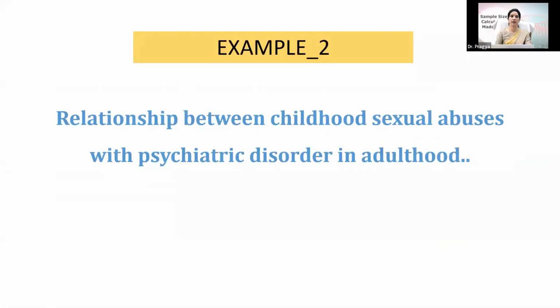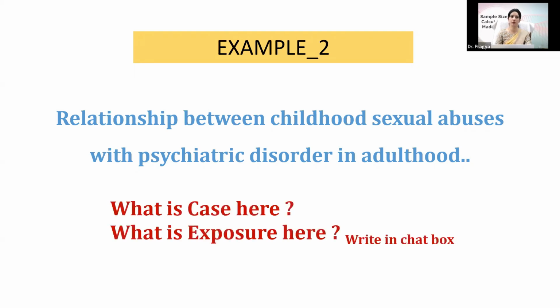Now the third example is the relationship between childhood sexual abuse and psychiatric disorder. In this case, what is the exposure and what is the outcome? Please write in the chat box. The case here is psychiatric disorder. Yes, and the exposure is childhood sexual abuse. You are right.